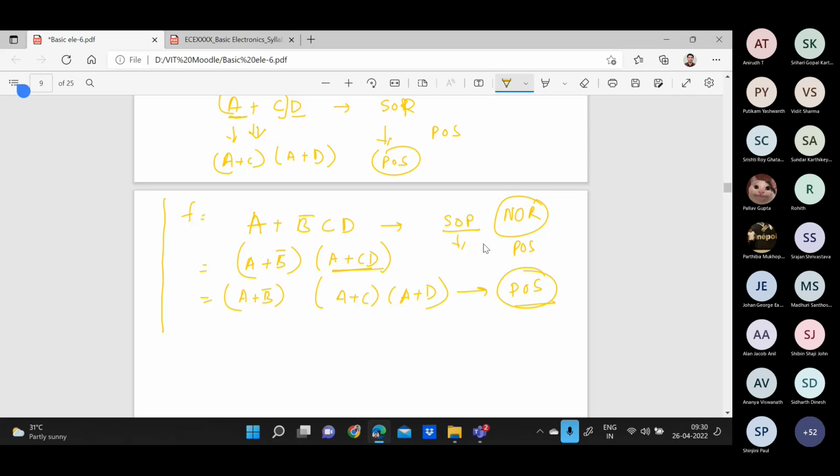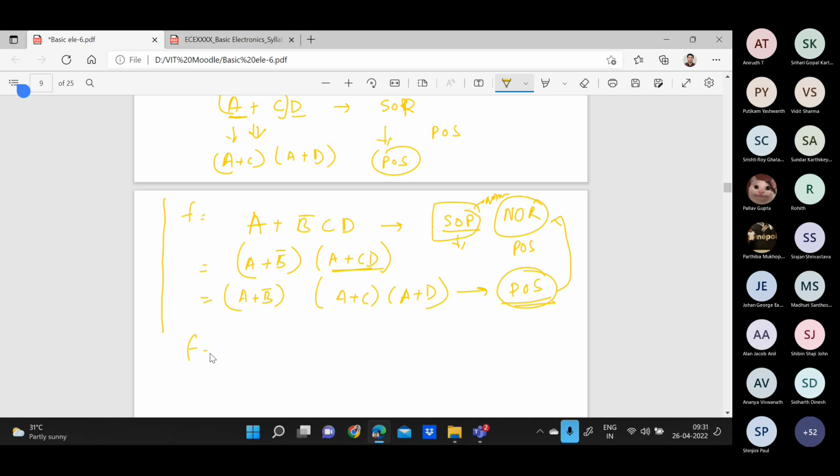If it is in the SOP form, you can directly go for the NAND gate representation. If it is in the POS form, you can go with the NOR gate implementation. If it is not in either form, then you convert it, right?